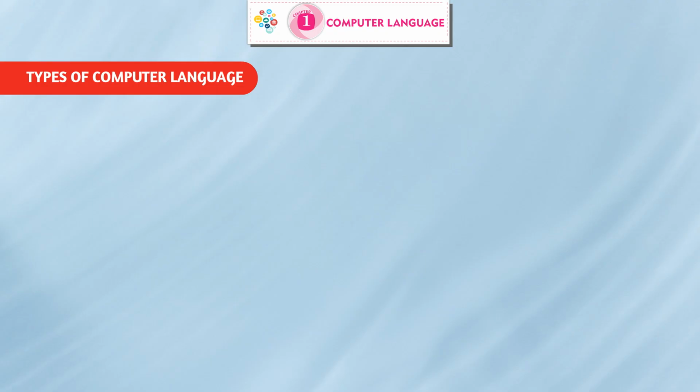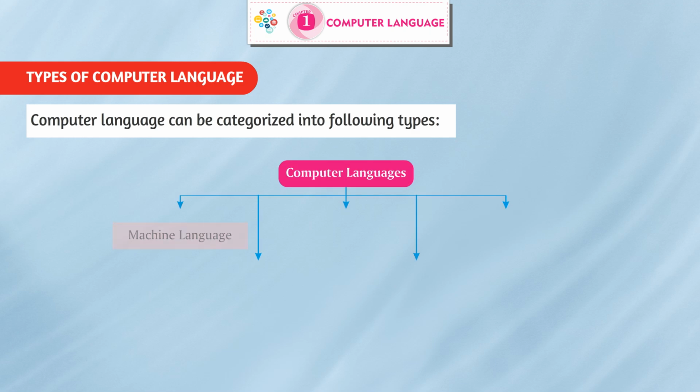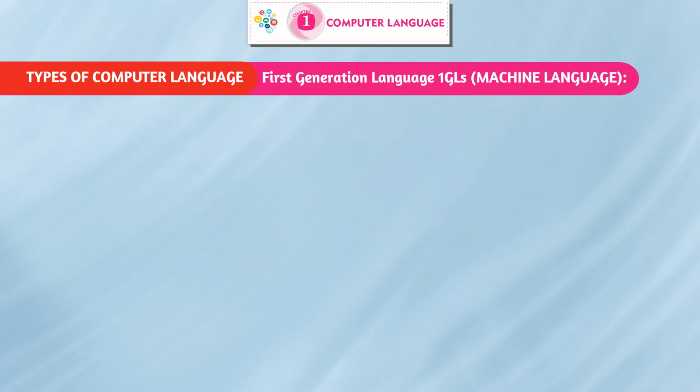Types of computer language. Computer language can be categorized into the following types: machine language, assembly language, high-level language, fourth-generation language, and fifth-generation language. First-generation language, 1GL: machine language.